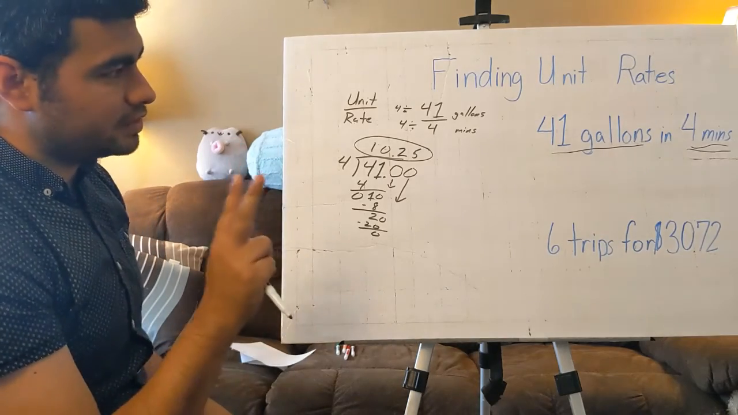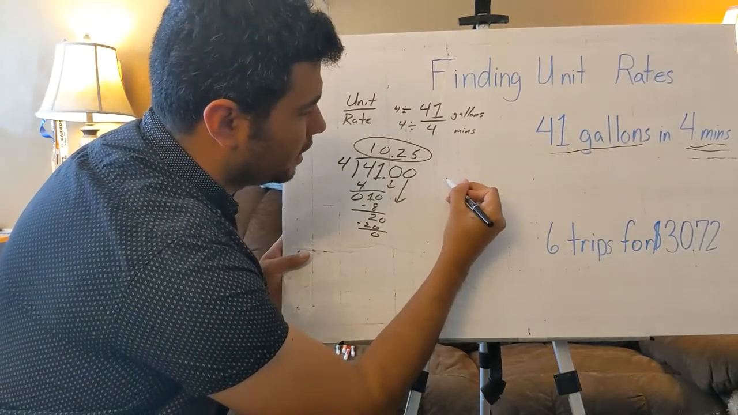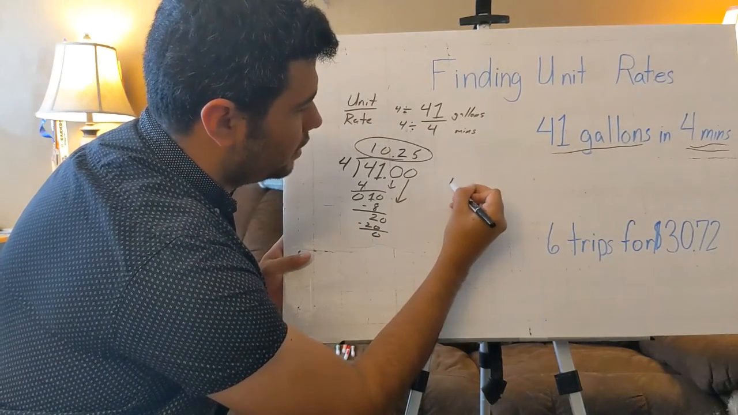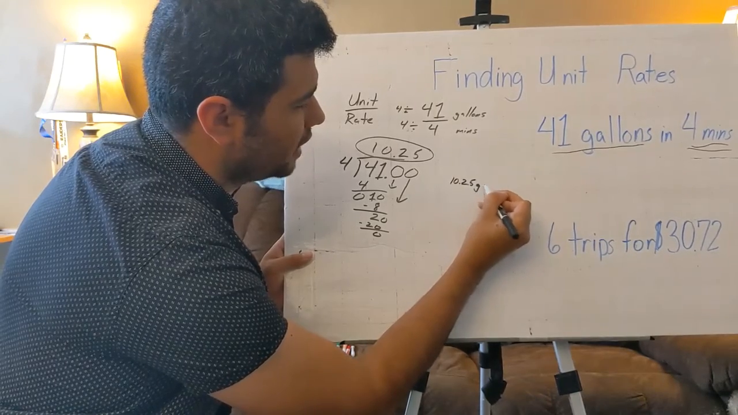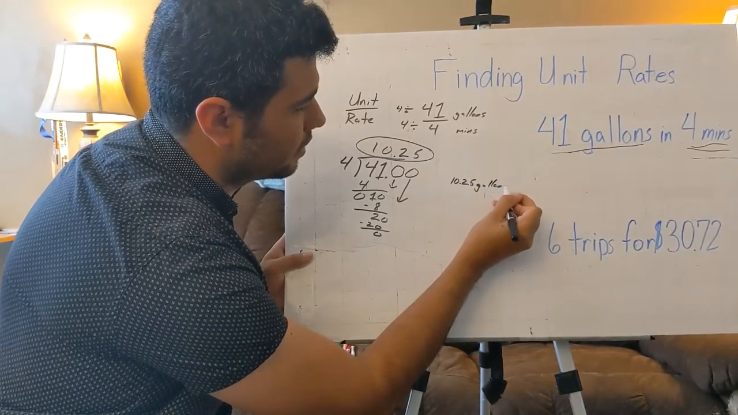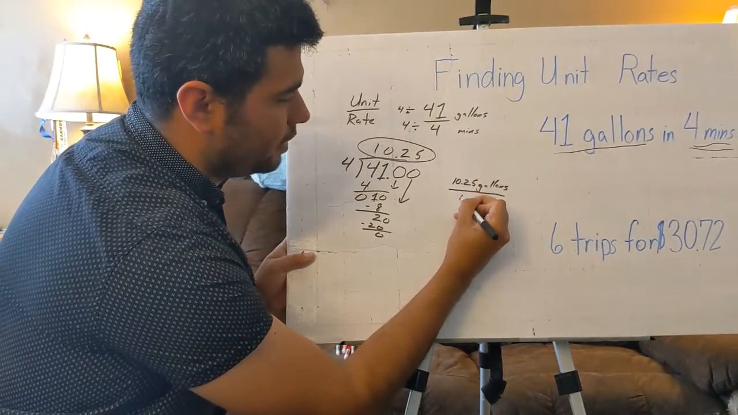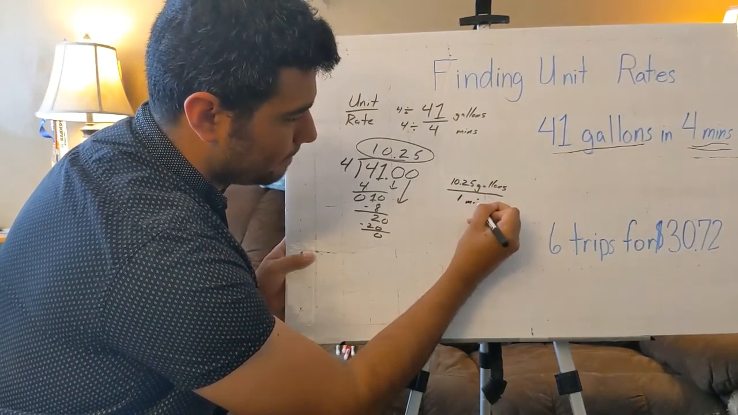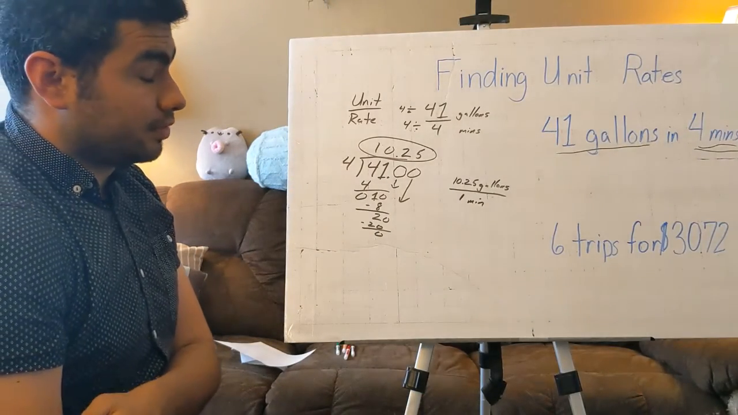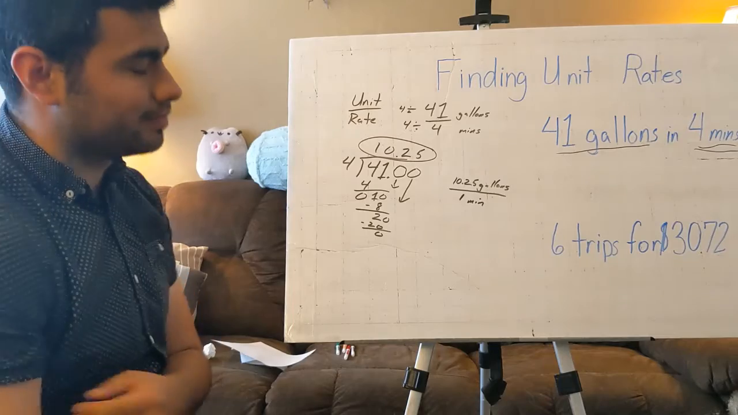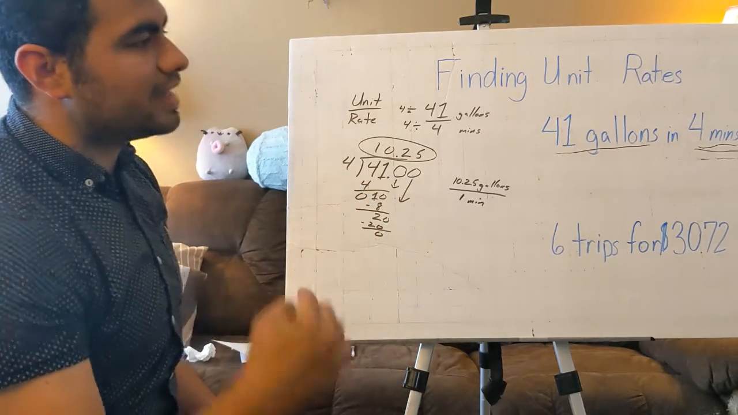Now that I have these two things and I've divided them both by 4, I'm going to rewrite my answer. Now 41 divided by 4, I got 10.25 gallons. 4 divided by 4, I got 1, and the minute still stays. Now, 10.25 gallons over 1 minute, that is my unit rate.